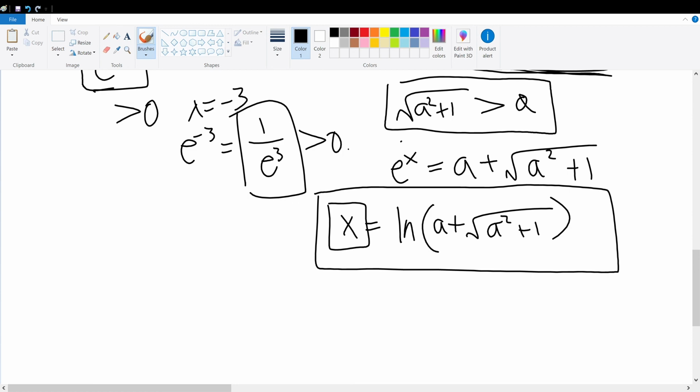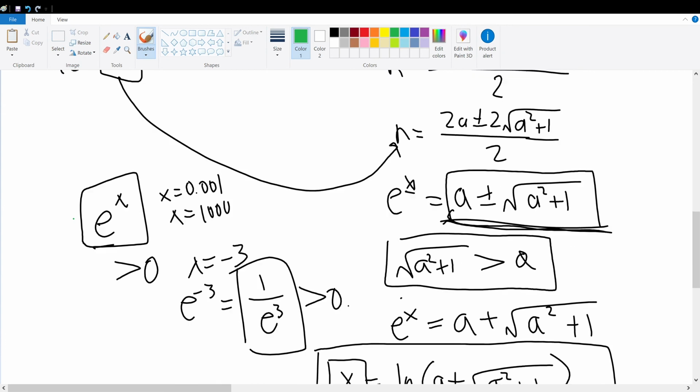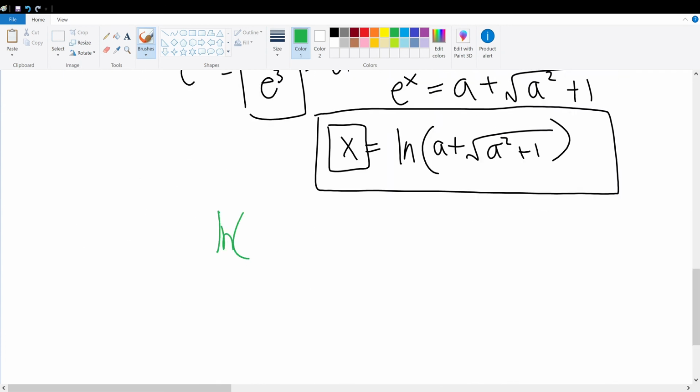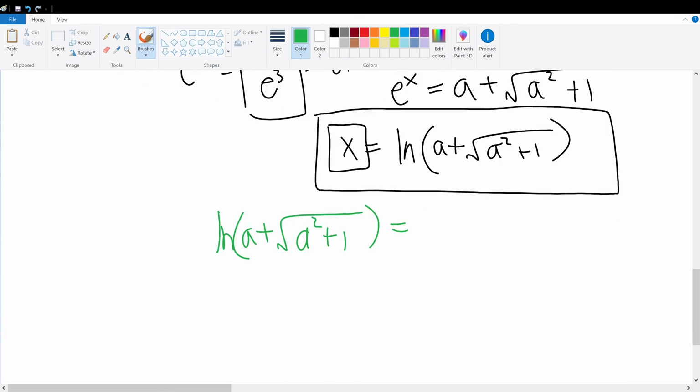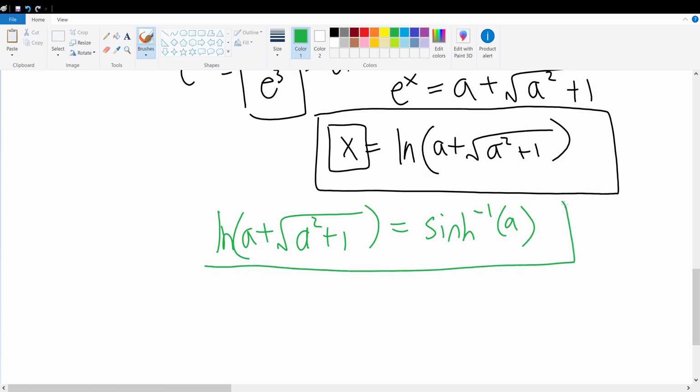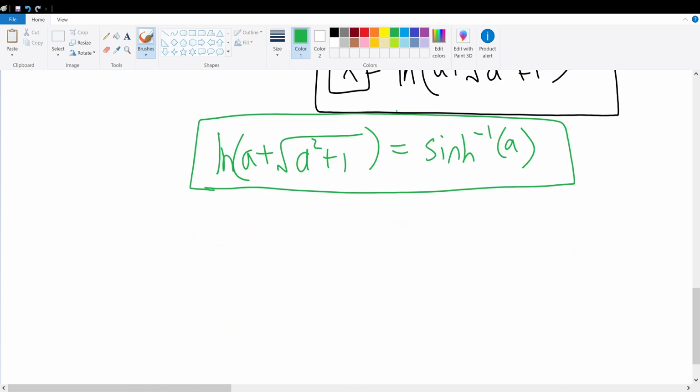Therefore, we can substitute this into this equation, which I'm going to be reboxing in this green color. So, the natural log of a plus the square root of a squared plus 1 will be equal to the arc hyperbolic sine of a. And we have proved the formula for the arc of sine, which remember we tried to prove right here. And hence we proved it as true.